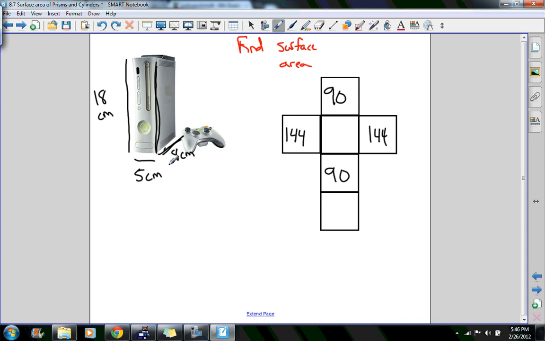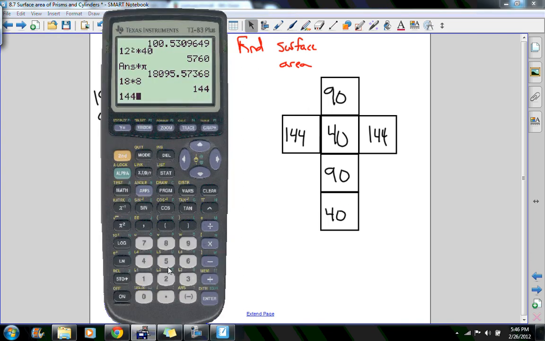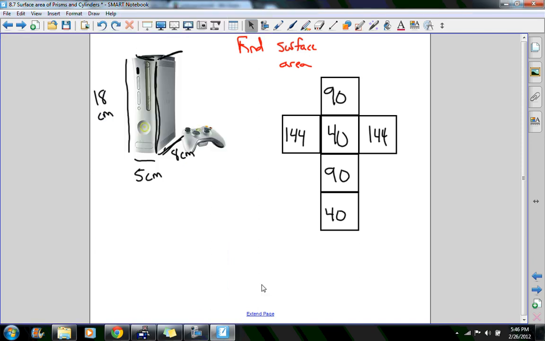And the top, now here's where it gets tricky. This is 5, that means this is 5, and this is 8. So the top has to have an area of 40, and therefore the bottom has to have an area of 40. Now if I take all of these and add them up, 144 times 2, plus 90 times 2, plus 80, is 548.